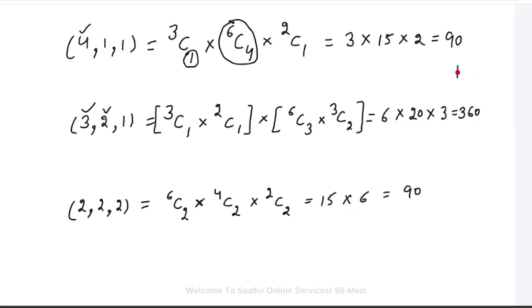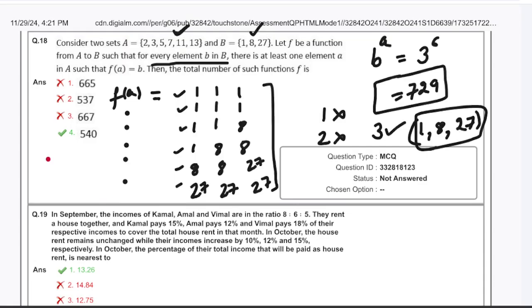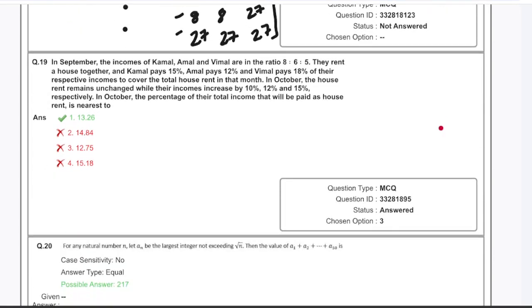The three cases are possible. If I add all of them, the answer comes out to be 540. That is the answer I have. Question number 18, the answer is 540. Let's go to the next question, number 19.